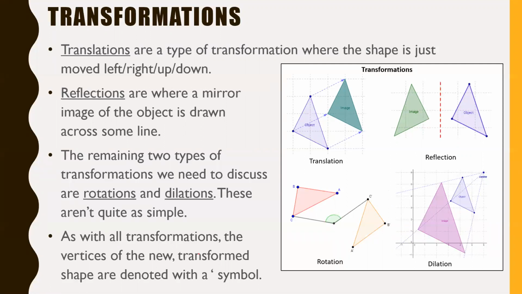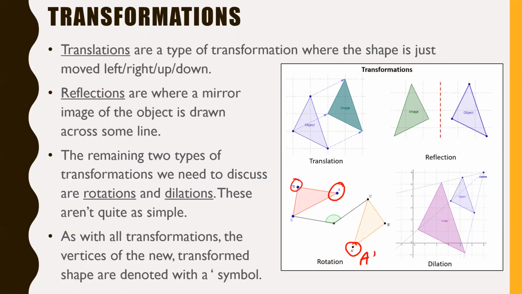Now, as with all transformations, the vertices of the new transformed shape are denoted with a little apostrophe symbol. None of these, oh wait, yes, I was going to say none of these have it in the picture, but this one totally does. Notice how this had a vertex of A. Once they rotated it, now the vertex is down here and it has A with an apostrophe on it. You can call it A apostrophe, but just standard practice in math is when you see that apostrophe on a letter, you call it a prime. So I'd call that A prime.